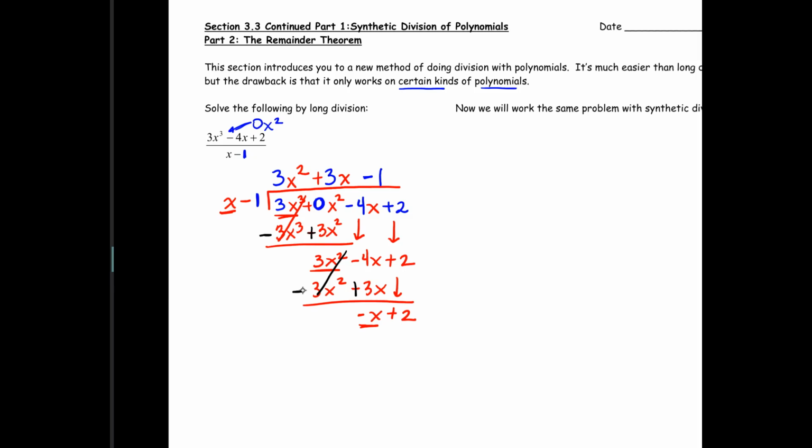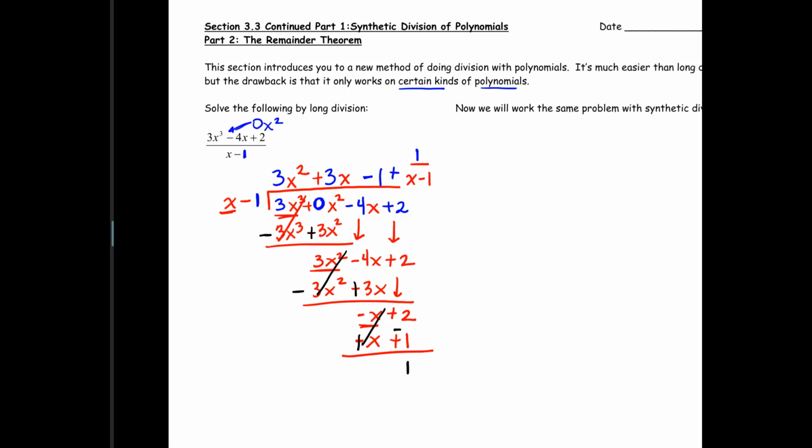Distribute that through. Negative 1 times x would give me a negative x. Negative 1 times negative 1 gives me positive 1. And then I have to subtract, subtract. Negative x plus x cancels, and 2 plus negative 1 gives me 1. And this is a remainder. So in that different color, I'm just going to make sure I know how to write my answer. Plus 1 over the divisor, x minus 1.